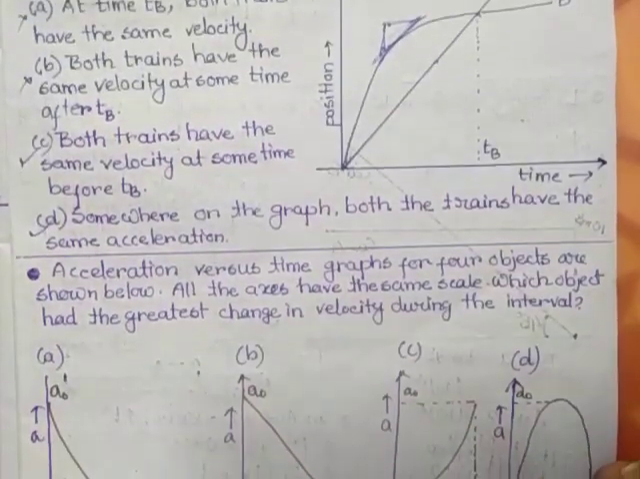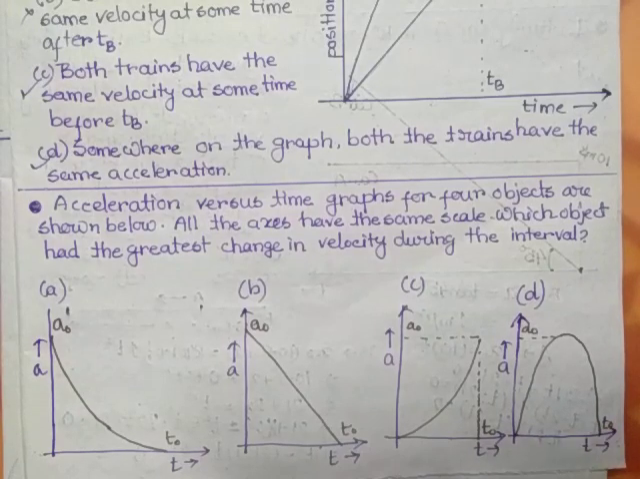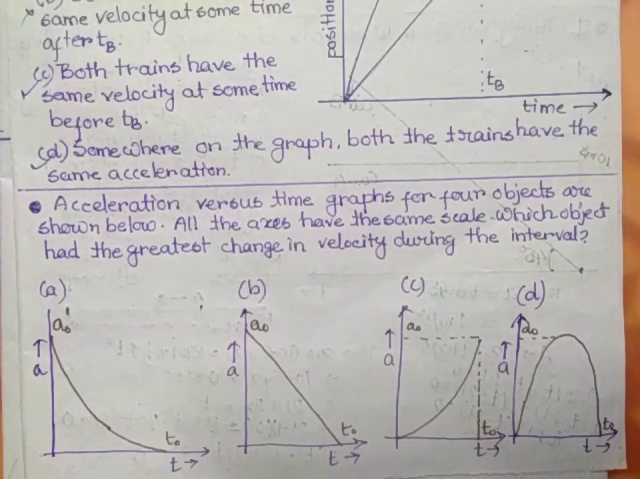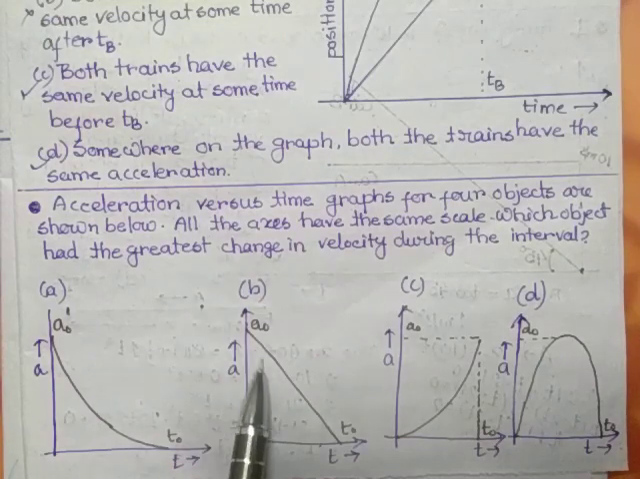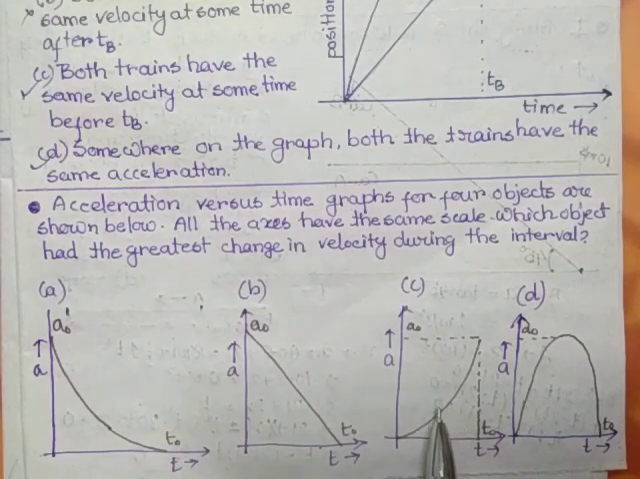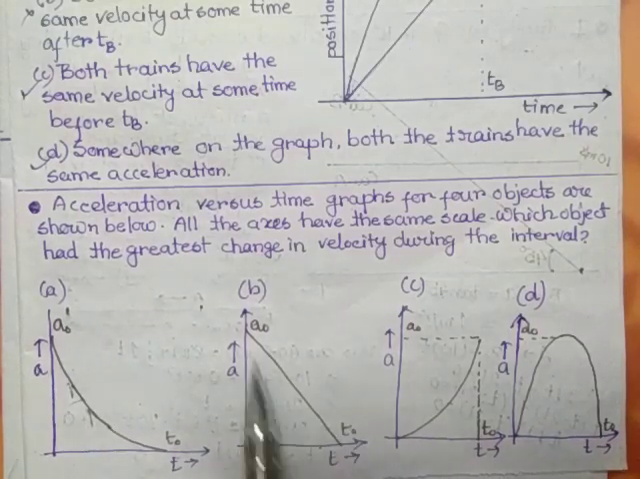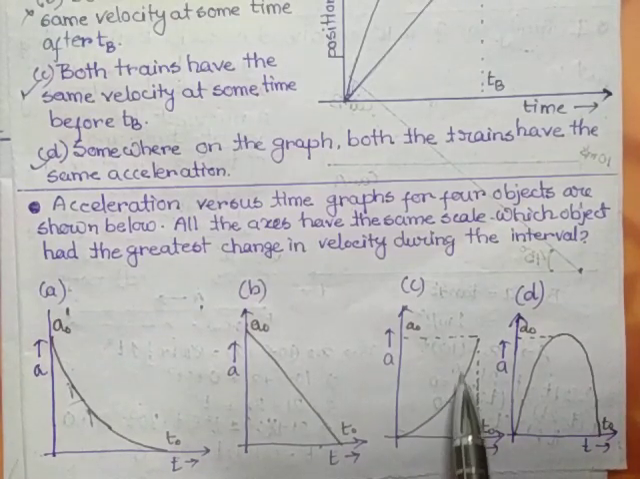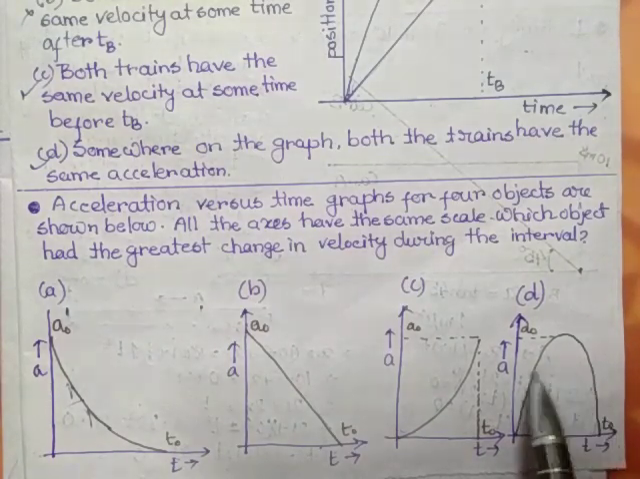So next problem, the last problem of this. Acceleration versus time graphs for the 4 objects are shown below. All the axes are of the same scale. Which had the greatest change in velocity? So just see, acceleration is decreasing and becomes 0. Here the change is rapid, here the change is linear, and here it is increasing, but it is the greater change because its value switches over from positive to negative.